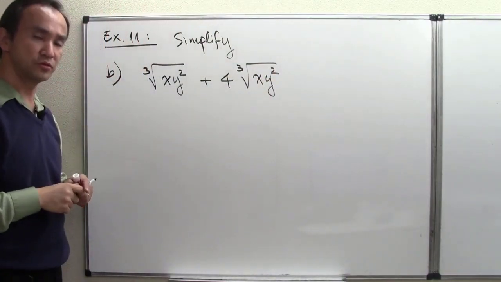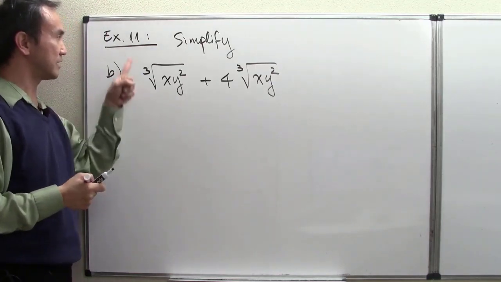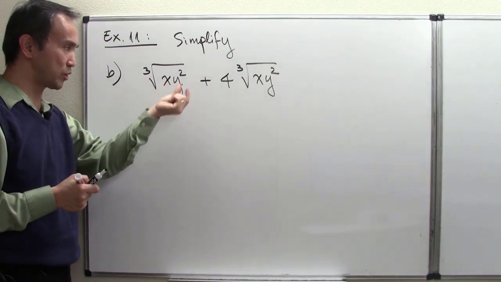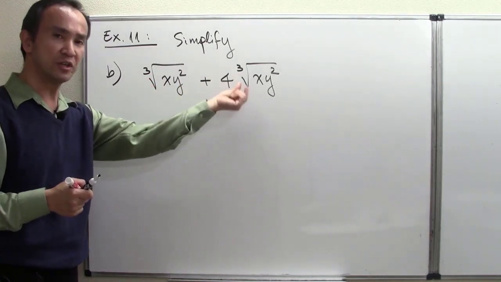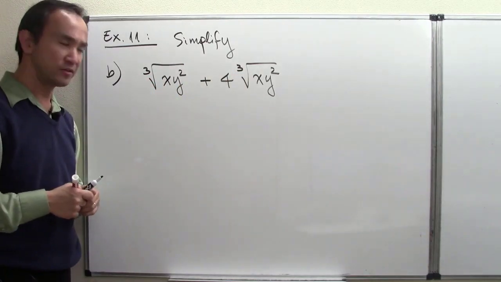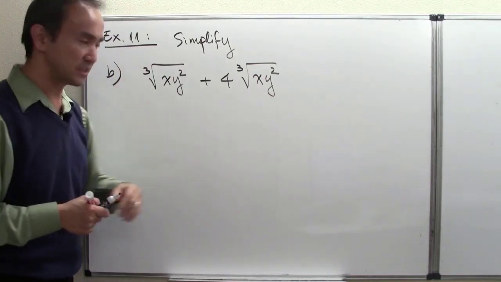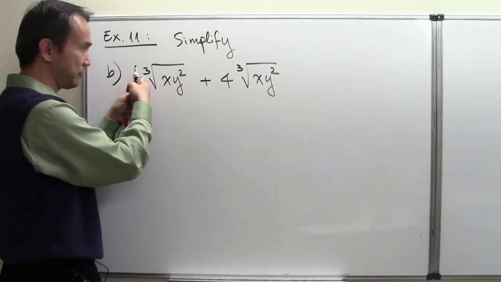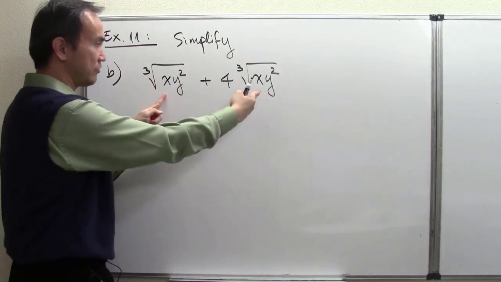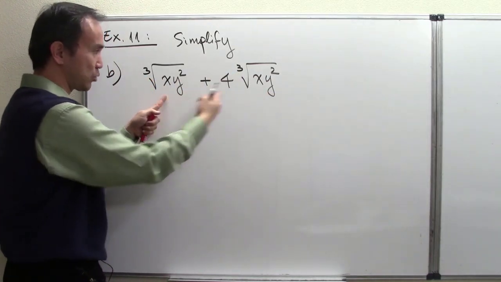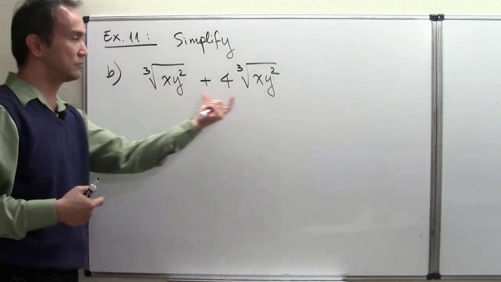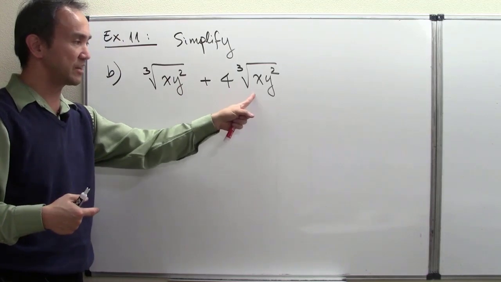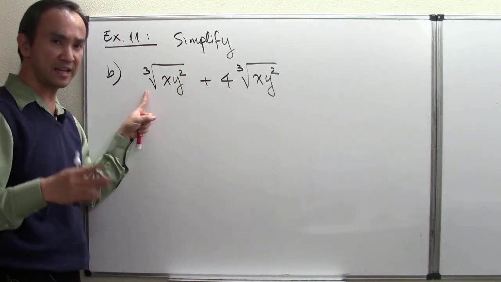All right, so now in part B of our example over here, example 11, we're asked to simplify cube root of xy squared plus 4 cube root of xy squared. And so now once again, looking through the entire expression right here, I recognize that we have like terms right here. It's cube root, cube root. Inside of the cube root, we have the same expression, xy squared, xy squared. So these two root terms are like terms. The only difference between them, this term here has a coefficient 4, this term here has a coefficient 1.